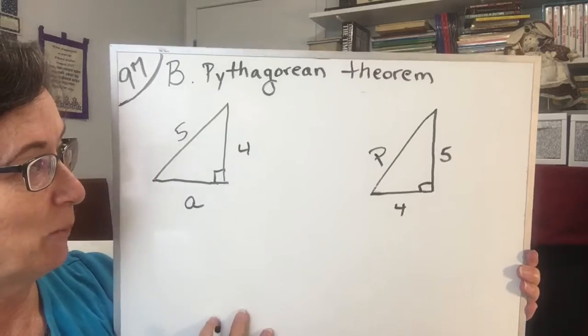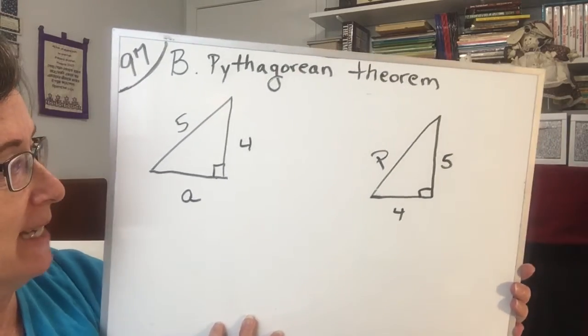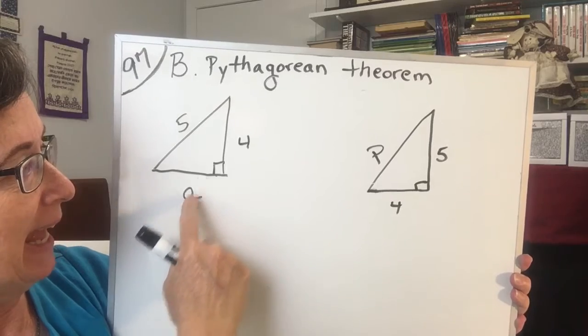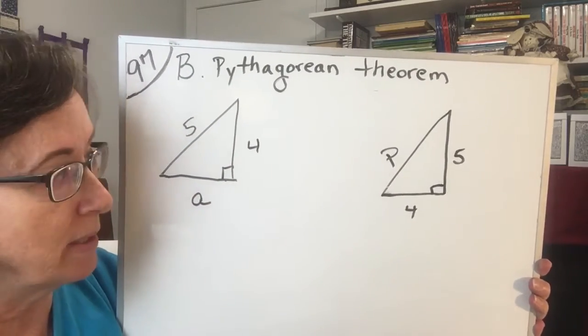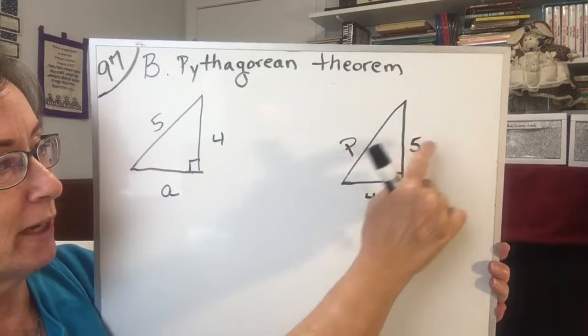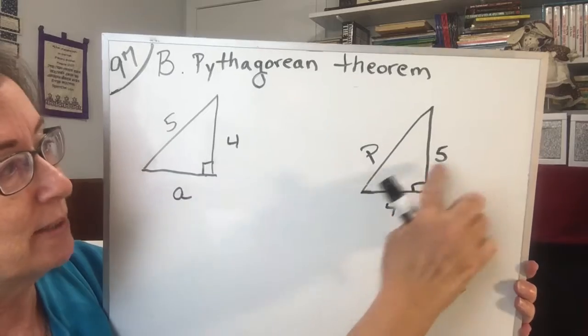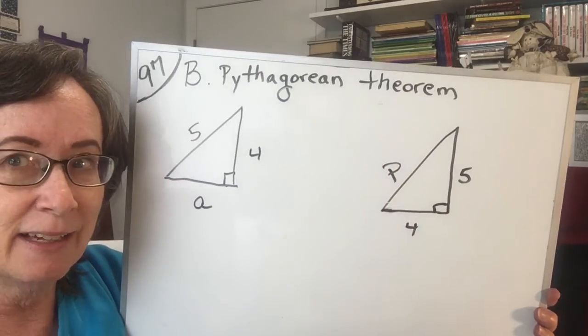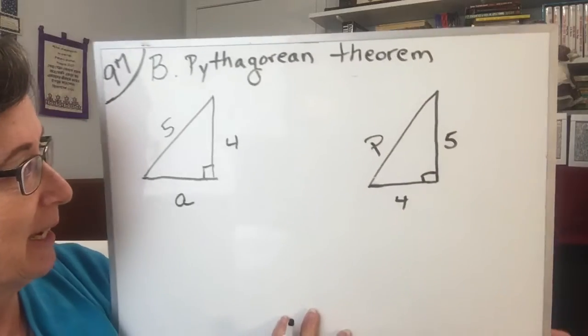Okay, so here we have 2 triangles. Now they look very similar, but they're not. This one has an A and a 4 and a 5, but the 5 is the hypotenuse. This one has a 4 and a 5 and a P, but the P is the hypotenuse and the 5 is a leg. So they're not the same problem, even though they have some of the same numbers.